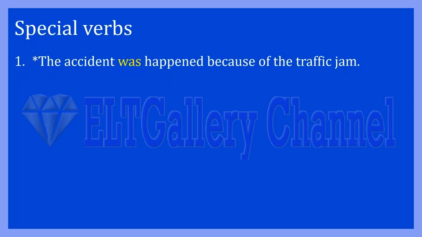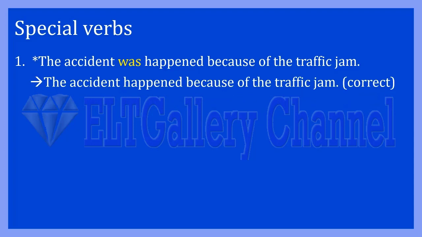And then, especially in language like this, we have the sentence: the accident was happened because of the traffic jam. Many students often make this kind of mistake because happened, terjadi in Indonesian, is passive, and therefore in English they say the accident was happened. This sentence is not correct because happen itself has a passive meaning. So happen should not come with was. The correct form is the accident happened because of the traffic jam.